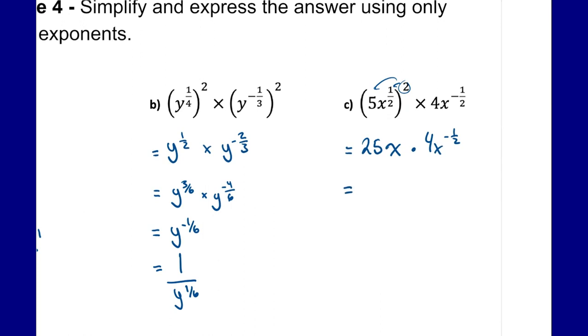We can multiply our numbers. So 25 times 4 is 100. x times x to the power of -1/2. 1 plus a -1/2 is the same as 1 minus 1/2, which is 1/2. We'll put the 1 there just so we know where we got the 1/2 from. And that's our simplified expression.